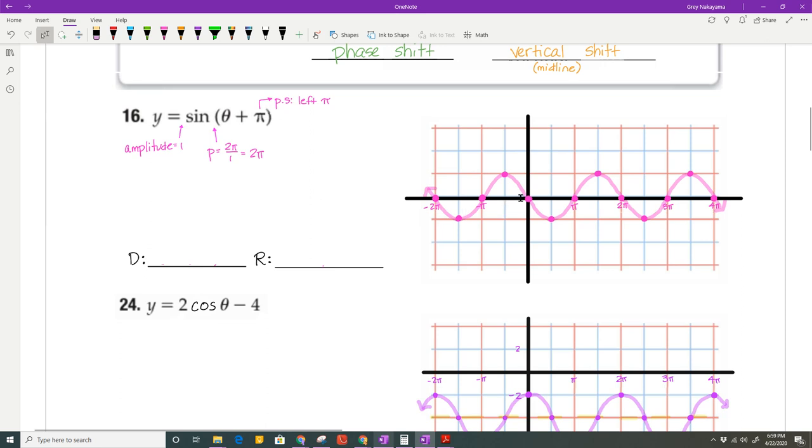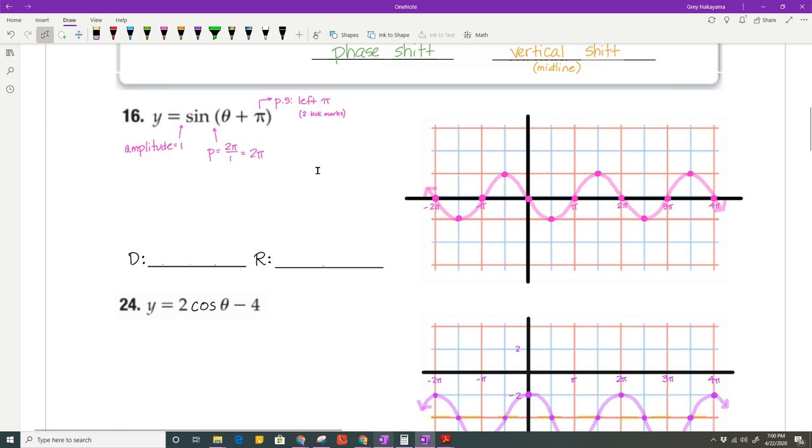Just like we did yesterday, when I know my period, I'm going to go out 4 tick marks, 1, 2, 3, 4, and label it what my period is. Then I go halfway, label it, and add those two together, and you can see that it continues. So each red line is pi units. Then, if I have a phase shift, I ask how many tick marks is pi units? Well, that's 2 tick marks on my graph. When I actually start graphing it, you'll see how that comes into play.